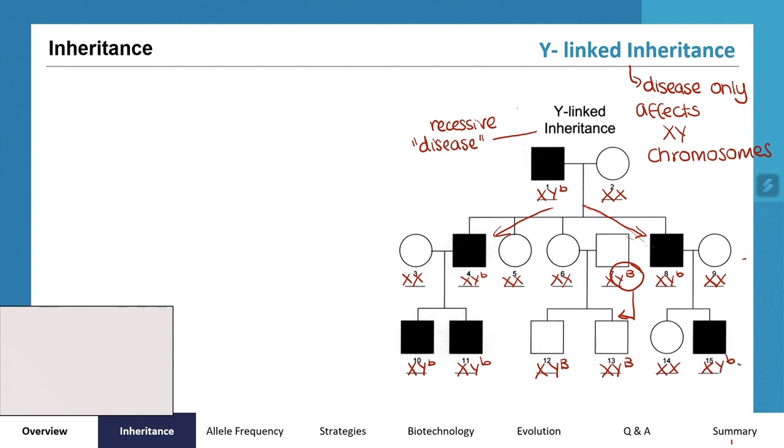Y-linked traits are actually very, very rare, since the Y chromosome only has 63 genes in general. The way that it works is that if the father has the disease, then any sons that are born to those parents will inherit that condition. Right. So those are the main inheritance linkages.